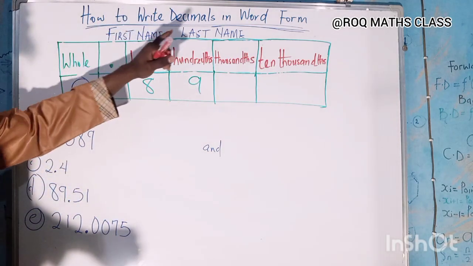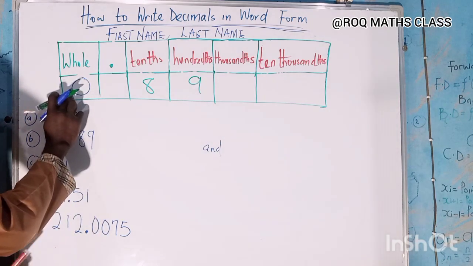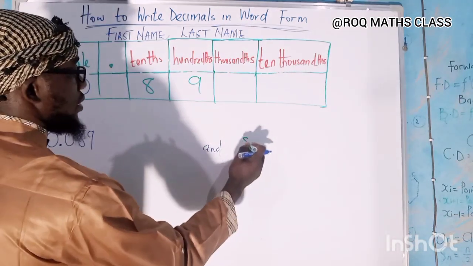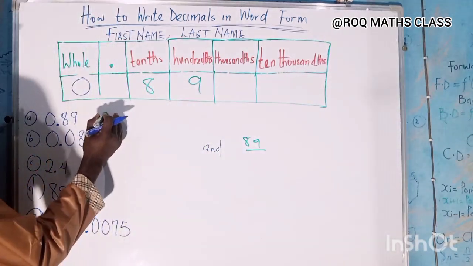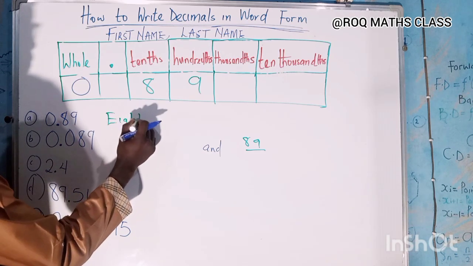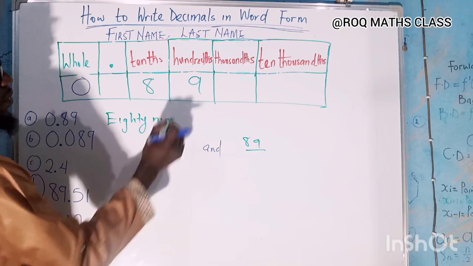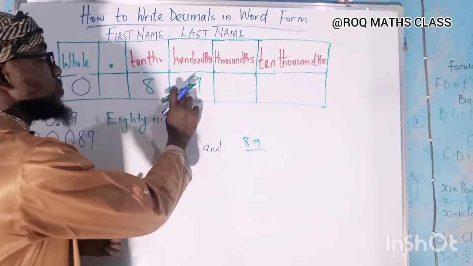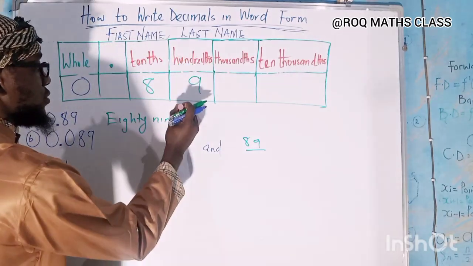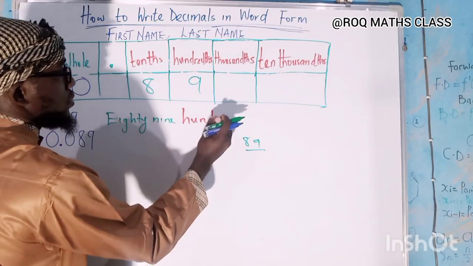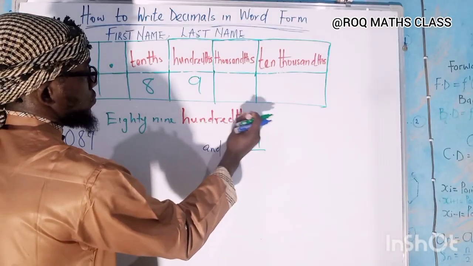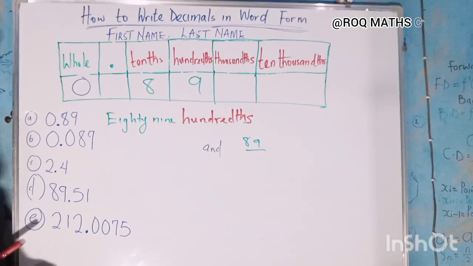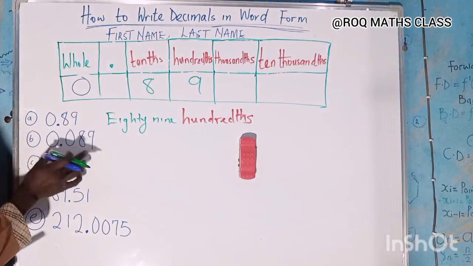We have the first name and the last name. Since our whole part is 0, I don't need to write anything first. Then the next thing I'm going to go for is the 89. This is 89. Then the place value of this 9 is going to serve as the last name. What is the place value of this 9? It is hundredths. So this is pronounced as 89 hundredths.